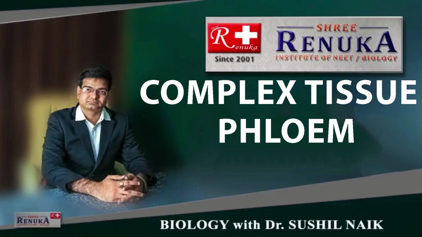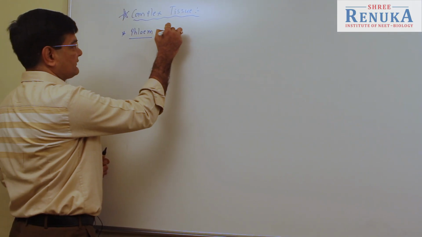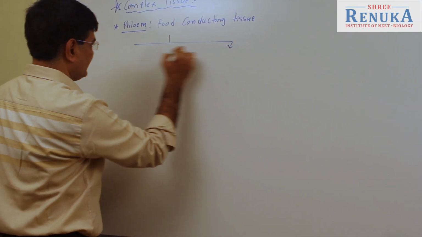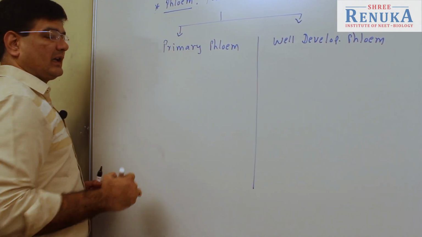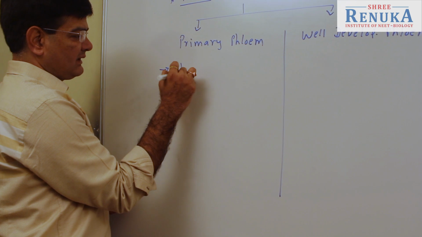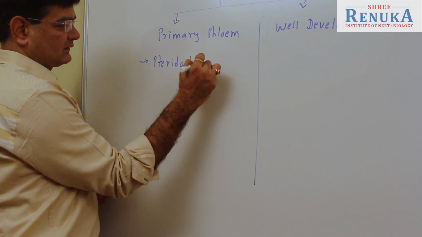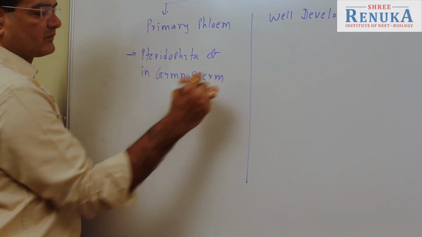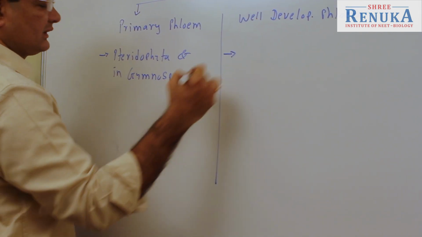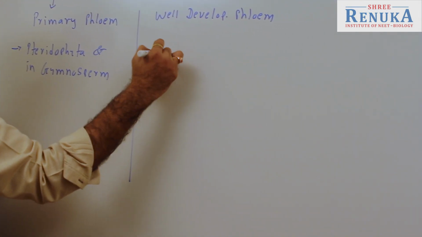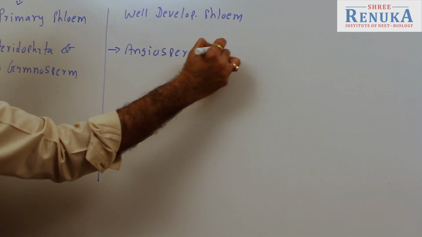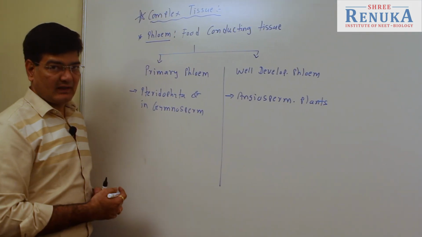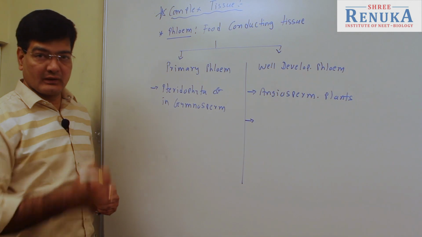In complex tissue, let's talk about the phloem. Phloem is a food conducting tissue. Phloem is of two types, that is primary phloem and well-developed phloem. Primary phloem is found in pteridophyta and in gymnosperms, whereas well-developed phloem is found in angiospermic plants.